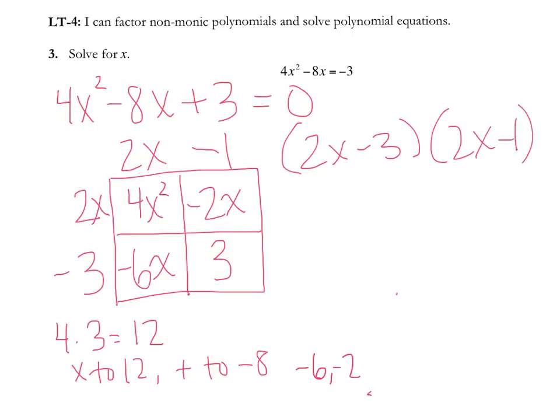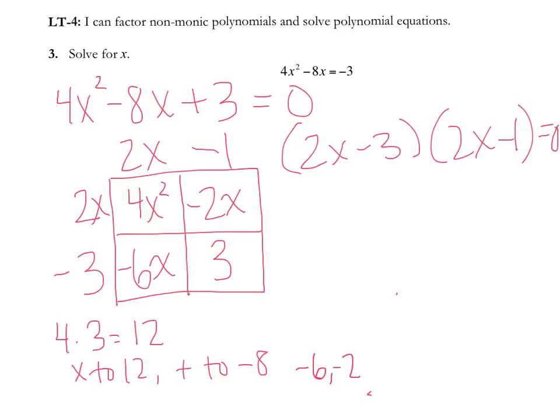Now don't forget, this was a solving problem. This was solving an equation. So our goal is to find the values of x that make this true. And we did the factoring just to factor this left-hand side of the equation. But there's still this little equals 0 that we have to keep in mind.